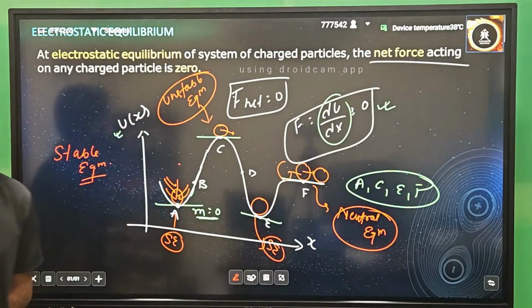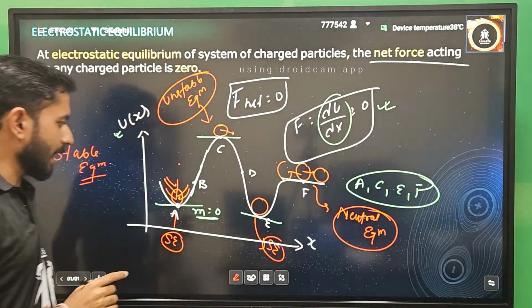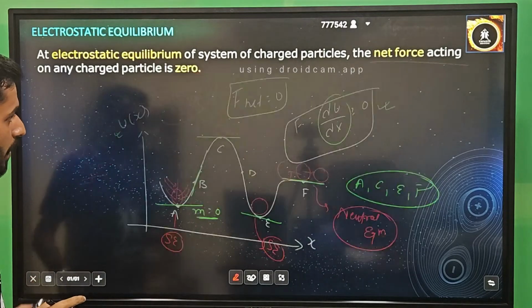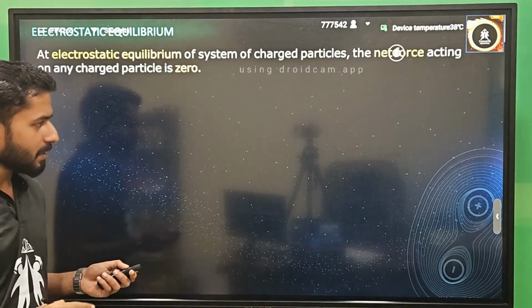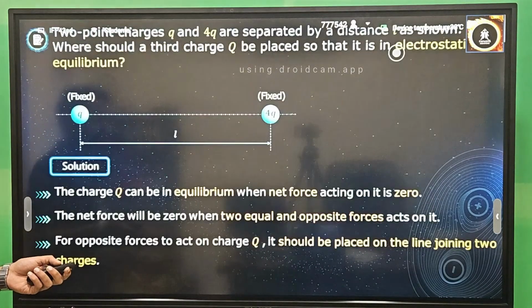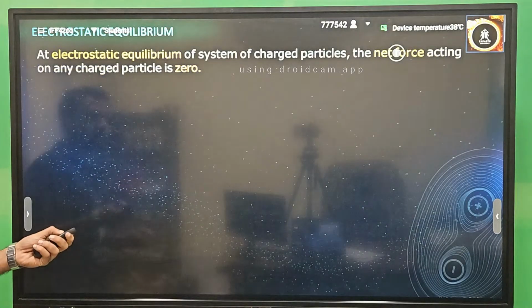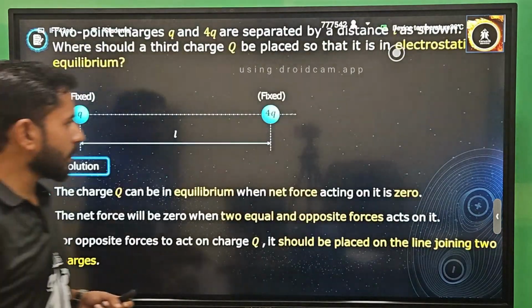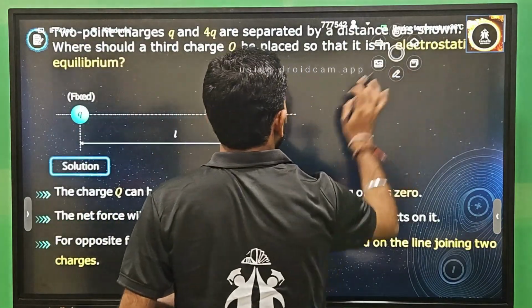Called neutral equilibrium. So these are some basic types of equilibrium that you should know. Now let's see what kind of questions we will be getting in equilibrium. Now see, the first case that we are going to discuss. Read what the condition is saying.